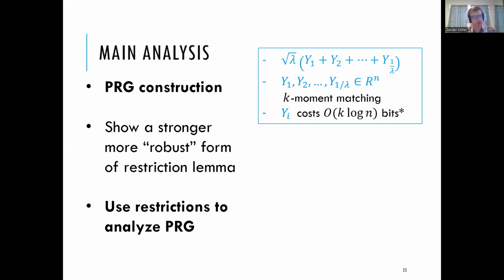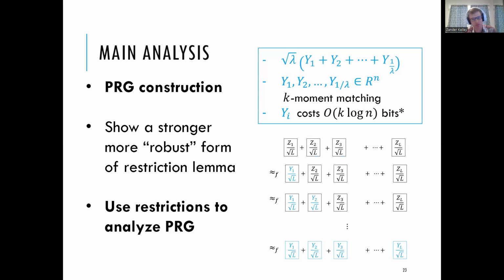And this distribution, we want it to be so-called k moment matching. This is kind of like a continuous analog of k-wise independence. And also similarly to k-wise independence, you could imagine that the cost in terms of random bits of each independent copy of yi is O of k log n. This is ignoring some minor details involving choosing some appropriate discretization and instantiation of this. But okay, so this is the construction.